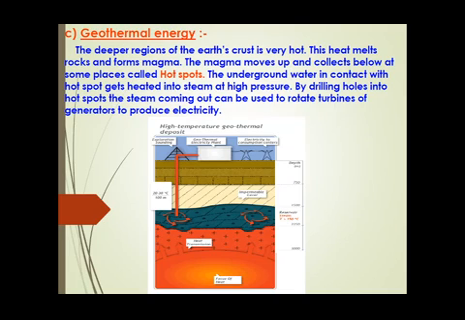So students, I am going to stop here. Today we have studied ocean thermal energy and geothermal energy. This question about hot spots also comes many times in board examinations.